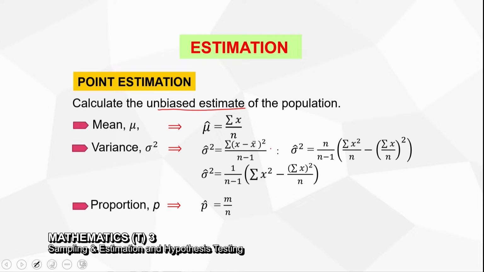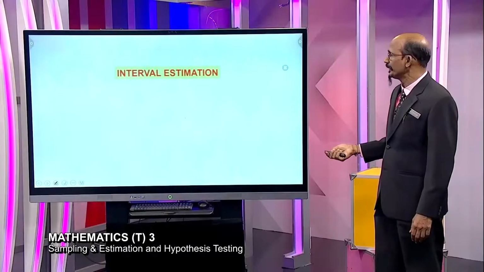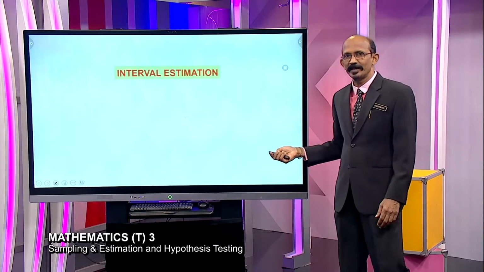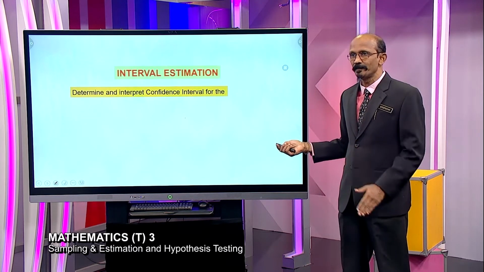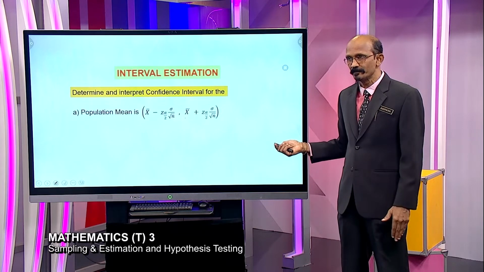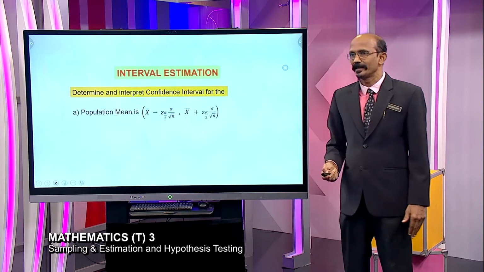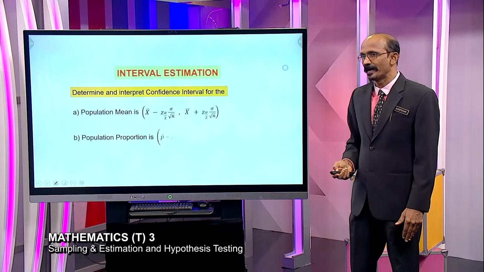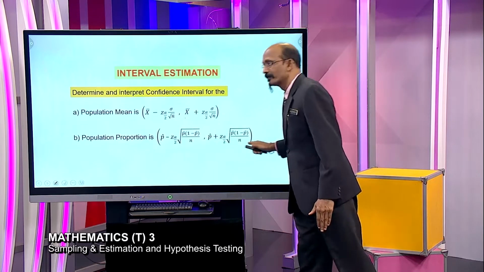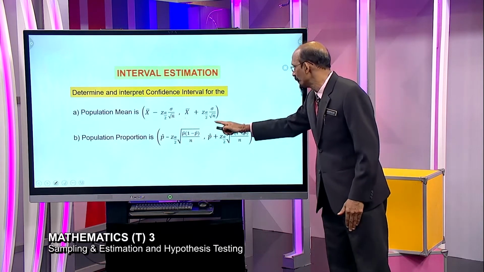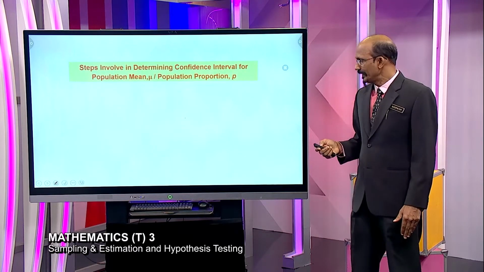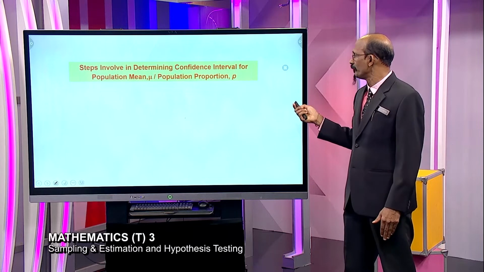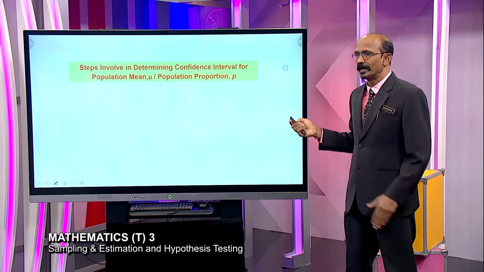We continue. Next is interval estimation. Under interval estimation, you need to find 2 things. You have to determine and interpret the confidence interval for the population mean using this formula, and for the population proportion using this formula. I need not explain the formula because all of you should know. The steps involved in the confidence interval for population mean and population proportion are the same.